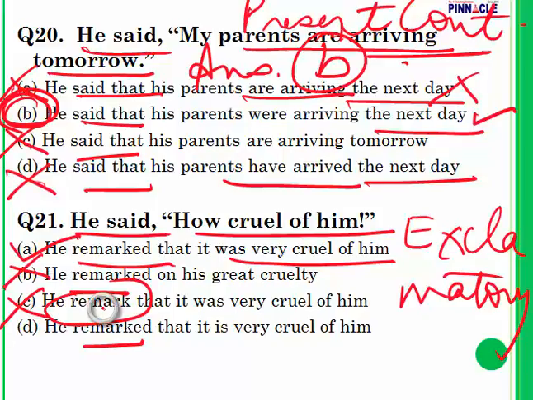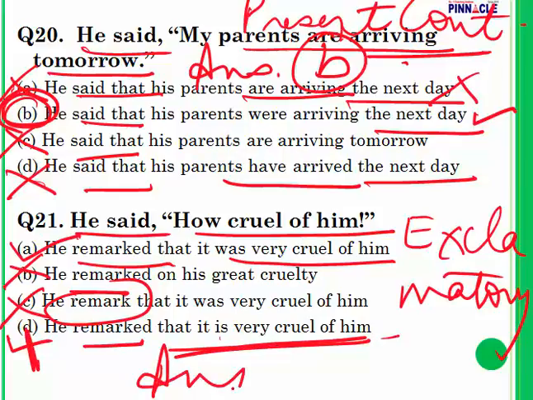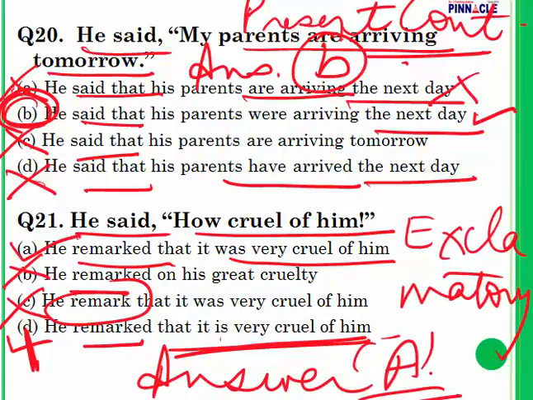C, due to remark, has already got eliminated. D is still left because I have that here also. Now, it is very cruel of him. Tense has not changed in part D, so D gets eliminated. What am I left with? I am left with answer A. Everything is right in option A.